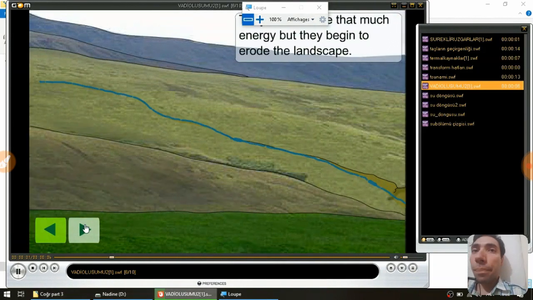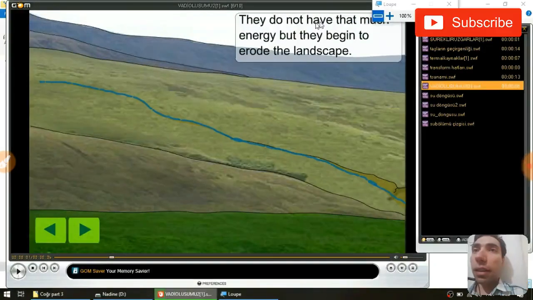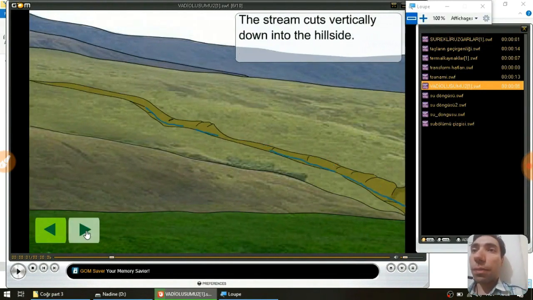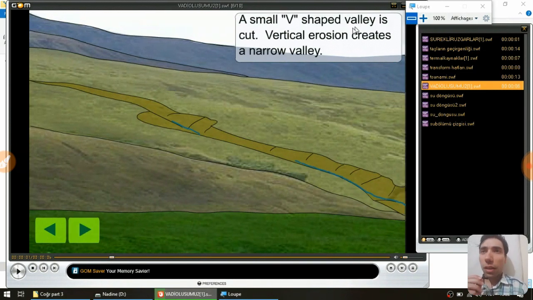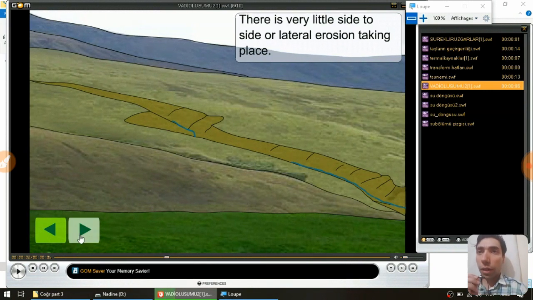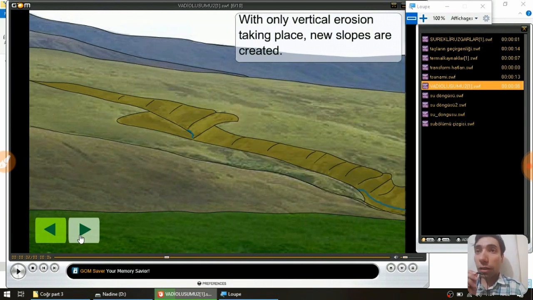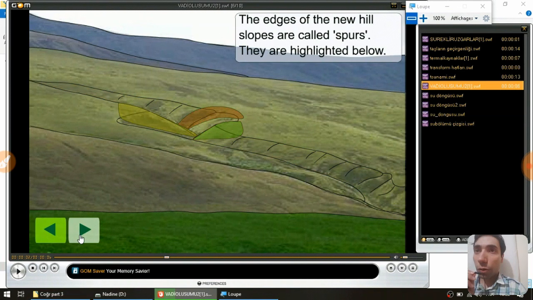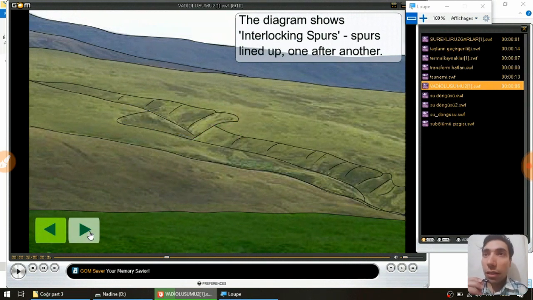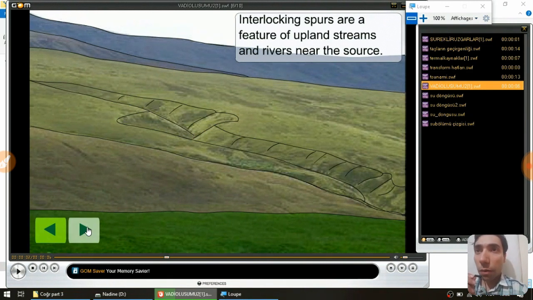So this is a valley, how a valley appears, how a valley shapes itself. There is a simple stream, not really much water, with little energy. A small V-shaped valley is cut. There is very little side to side or lateral erosion created. After erosion, the edges of the new hill slopes are called spurs. They are highlighted below. The diagram shows interlocking spurs. Interlocking spurs are a feature of upland areas.